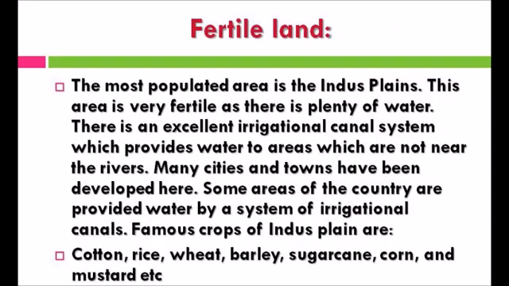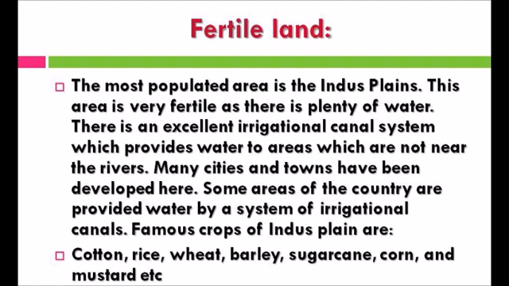Indus Plain as a fertile land. The most populated area is the Indus Plain. This area is very fertile as there is plenty of water. There is an excellent irrigational system which provides water to areas which are not near to the rivers. Many cities and towns have been developed here.